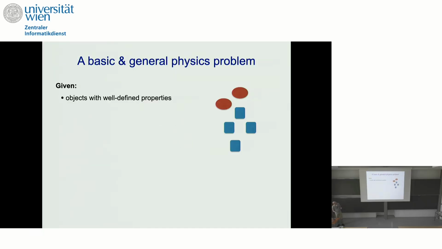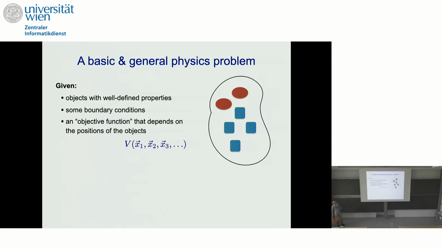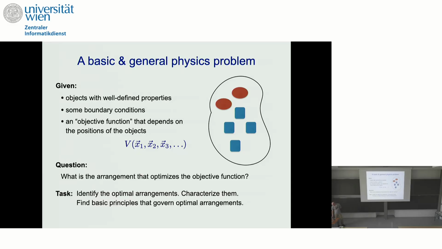So you have a basic, general physics problem. You have some objects with well-defined properties and some boundary condition, and you have some objective function, maybe a Hamiltonian or whatever, that depends on the position of the objects, and then you try to find the optimum arrangement. And then there are many questions you can ask about the optimum arrangement.